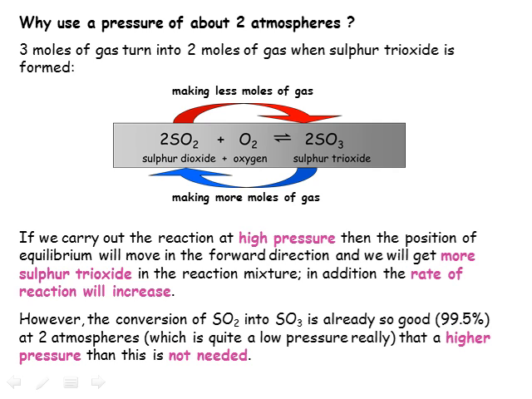In this reaction, the position of equilibrium lies so far to the right, even at atmospheric pressure, that almost all of the sulphur dioxide turns into sulphur trioxide, so the cost of going to higher pressure to get the last fraction of a percent of sulphur trioxide is not justified, and a low pressure of 2 atmospheres is used in practice.